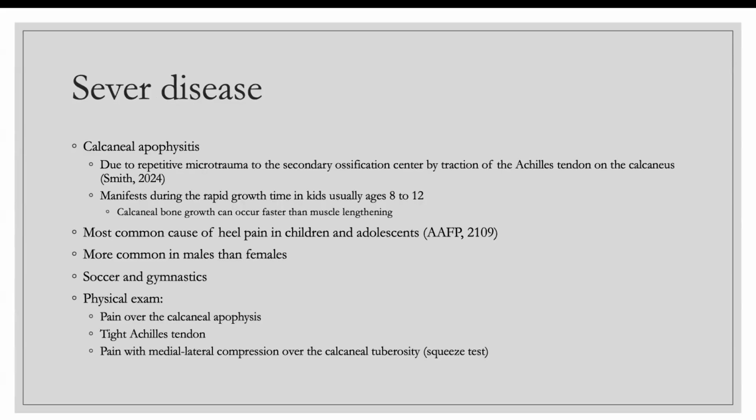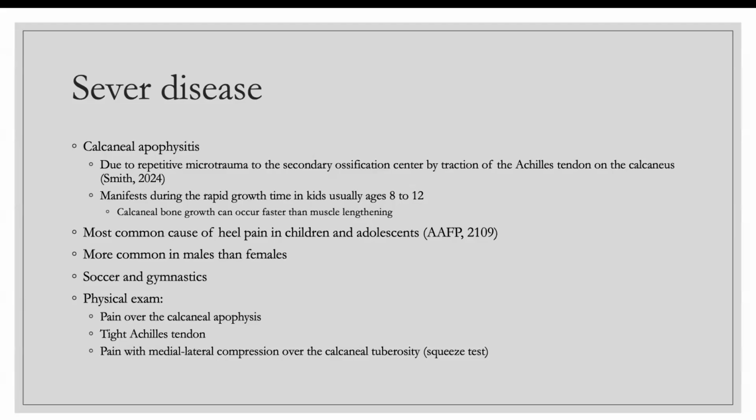Moving down to the calcaneus, we've got Sever disease is next. This is going to be a calcaneal apophysitis. It's again just this story of repetitive microtrauma to that ossification site by the Achilles tendon this time. It's usually going to be our kids 8 to 12 again. It's going to be the most common cause of heel pain in kids this age, and it's more common again in males than females.